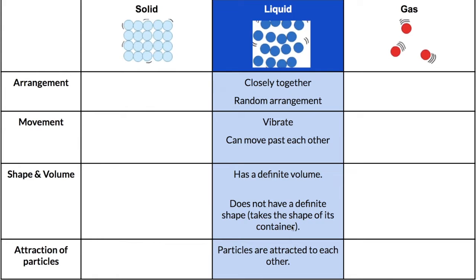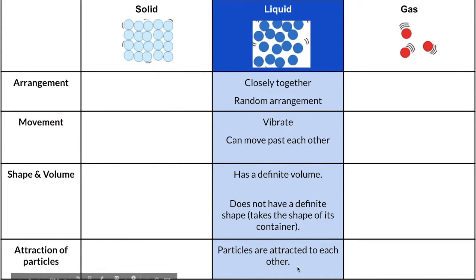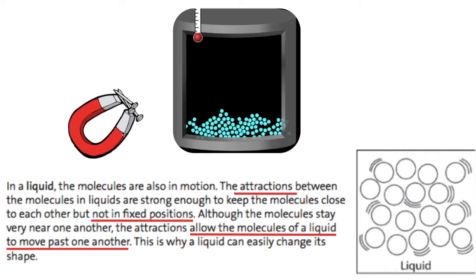Let's take a minute to talk about this last point, that the particles are attracted to each other. When we're thinking about attraction, it helps me to think of how a magnet attracts. In a liquid, the molecules are in motion. The attractions between the molecules in liquids are strong enough to keep the molecules close to each other, but not in fixed positions. That's why we saw them moving. Although the molecules stay very near each other, the attractions allow the molecules of a liquid to move past each other. This is why a liquid can easily change its shape.